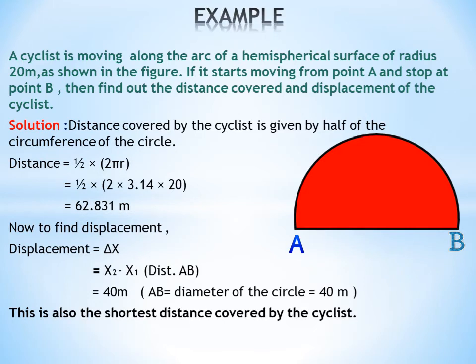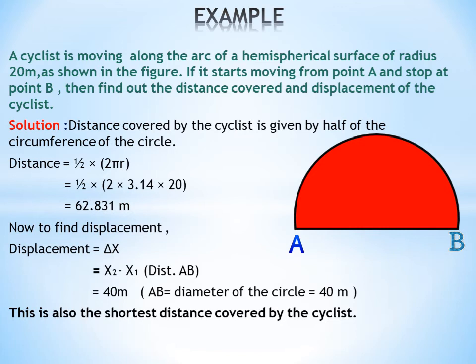Now consider one example. A cyclist is moving along the arc of a hemispherical surface of radius 20 meters. As shown in this figure, if it starts moving from point A and stops at point B, find the distance covered and the displacement of the cyclist. If the cyclist starts from point A and reaches B along the arc of the given hemispherical surface, then the distance covered is half of the circumference of the given circle. Therefore, distance is equal to half of 2 pi r, where 2 pi r is the formula for the circumference of a circle. The pi value is 3.14 and the r value given in the example is 20 meters. After putting in all these values, we get distance equal to 62.831 meters.